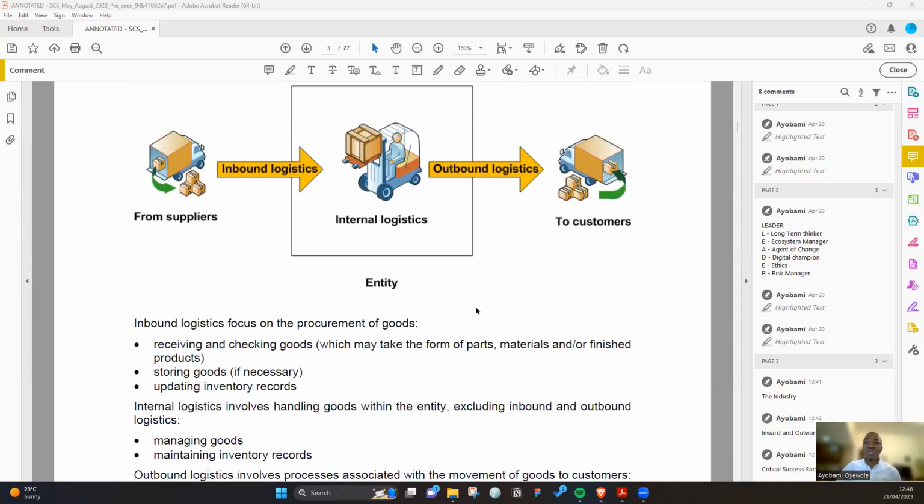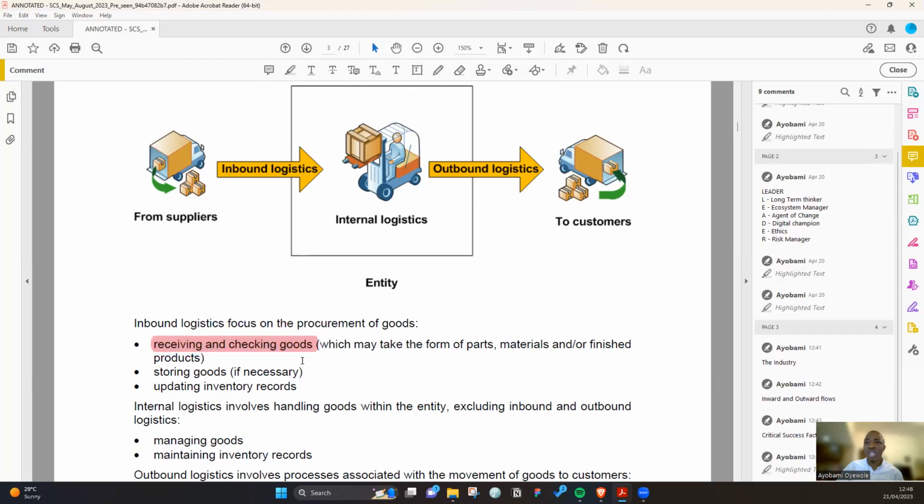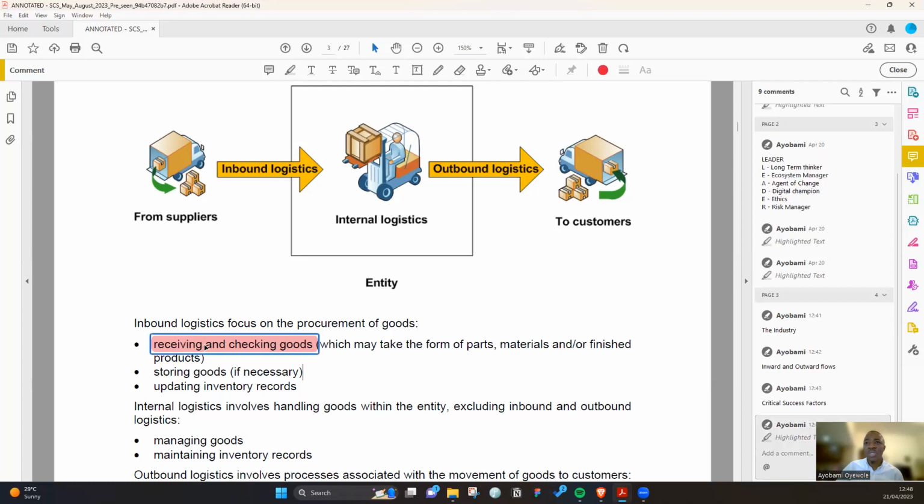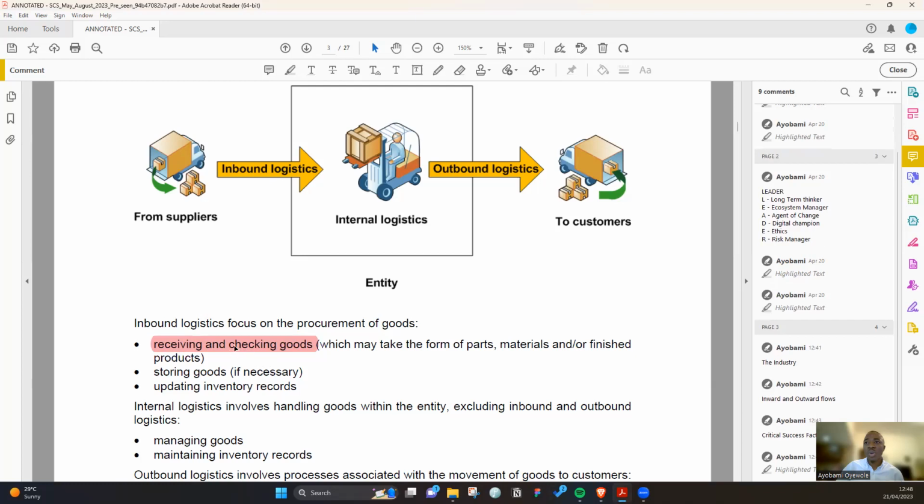So what are the things that are involved in the inbound logistics, from the suppliers into the entity? You have the receiving and checking of goods. There are a lot of things that can happen in this place. Receiving and checking alone involves different documentation, different approvals, customs regulations. Where do you receive it from? From port. You receive it into your store. You receive it into your warehouse.